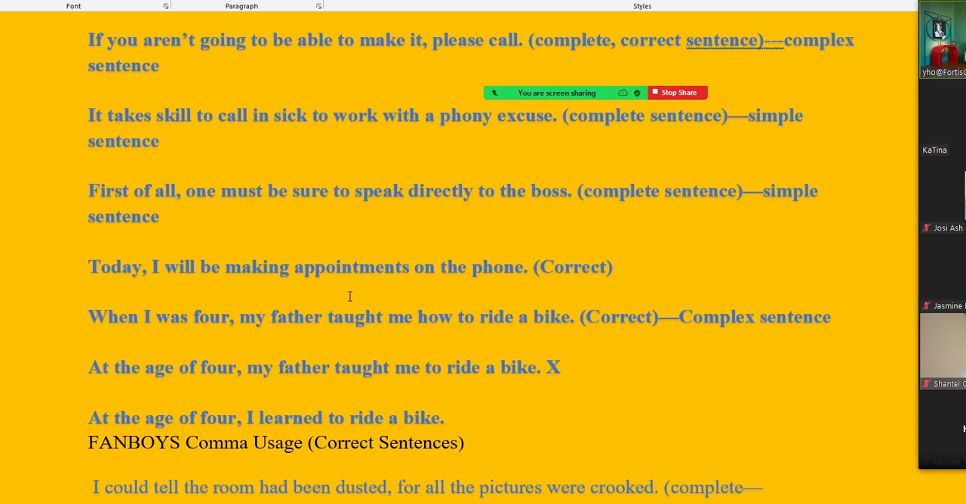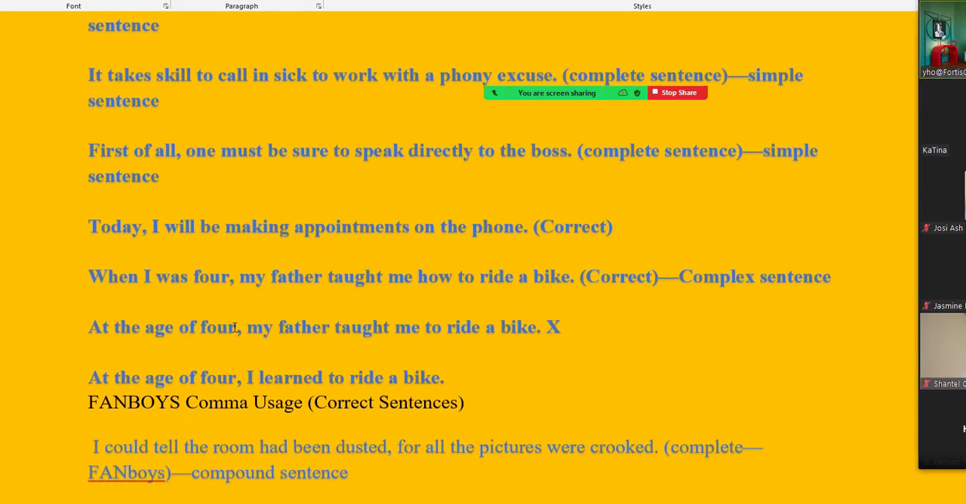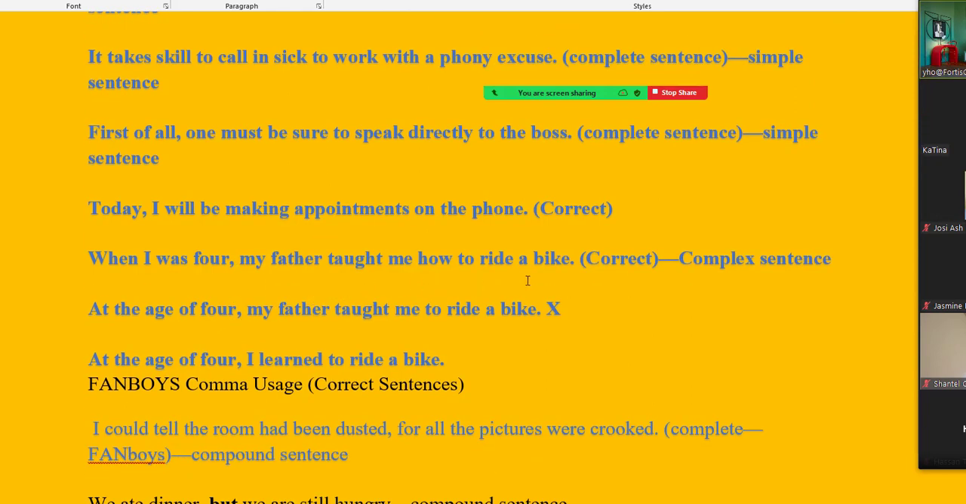Today I will be making appointments on the phone. So this is a correct version of the sentence because I will be making is the future tense. Okay, when I was 4, my father taught me how to ride a bike. So when I was 4 is a dependent clause, and then my father taught me how to ride a bike is an independent clause. That's a complex sentence.